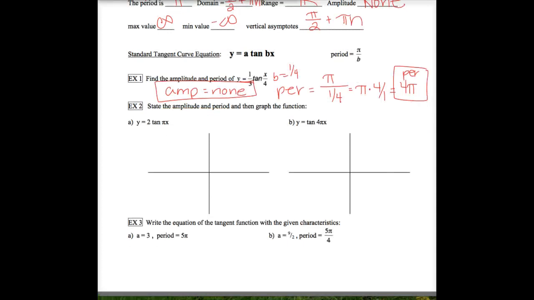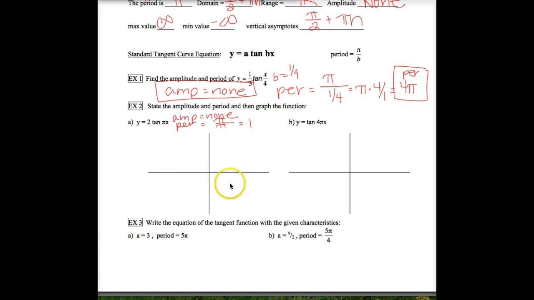Example 2, state the amplitude and period and then graph the function. So again, amplitude is the easiest question. It's none. The period here is going to be pi divided by b. So in this case, b is pi. We've never had this happen before, which is why I picked it. Here, because my b value has a pi, the pi's actually cancel each other out. So that means my period is 1.